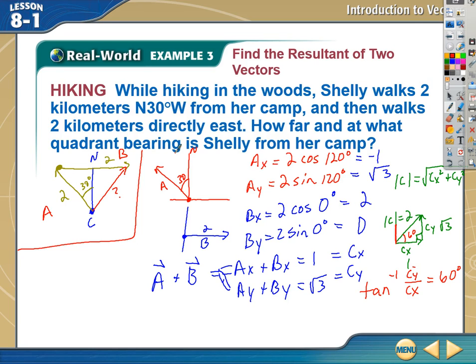Oh, quadrant bearing. That's that whole so many degrees west or east of north. They want this. So this here is north. I want this angle right here. Well, if I want 60s here, 30s there. So my final answer is, okay, she is now 30 degrees east of north at 2 kilometers away.